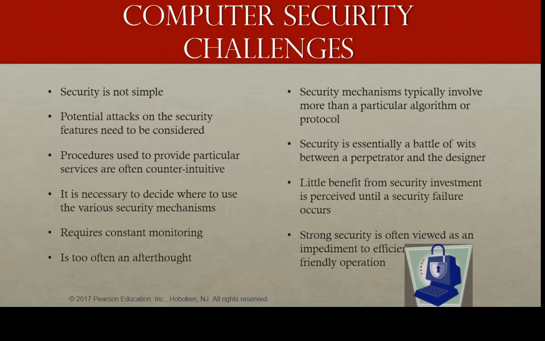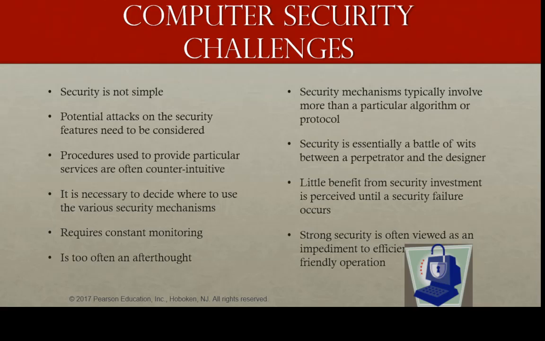4. Having designed various security mechanisms, it is necessary to decide where to use them. This is true both in terms of physical placement, for example, at what points in a network are certain security mechanisms needed, and in a logical sense, for example, at what layer or layers of an architecture, such as TCP/IP, which is Transmission Control Protocol / Internet Protocol, should mechanisms be placed.